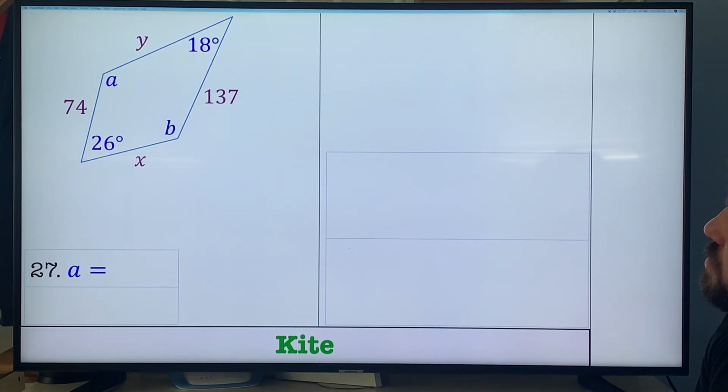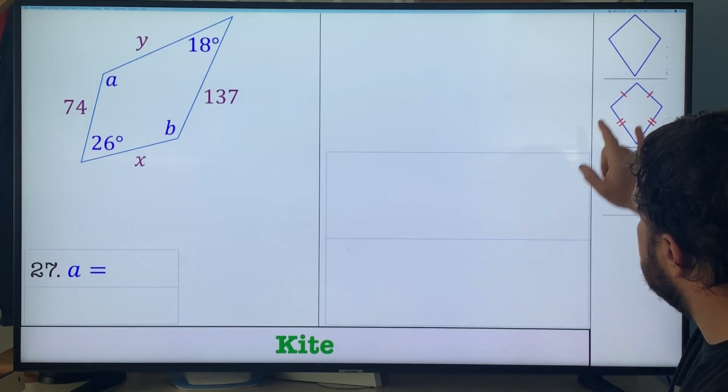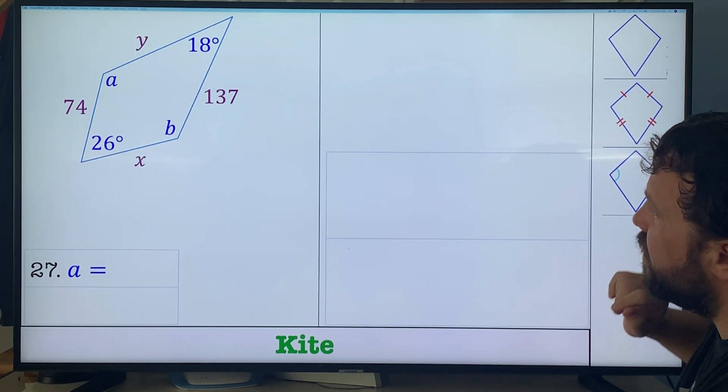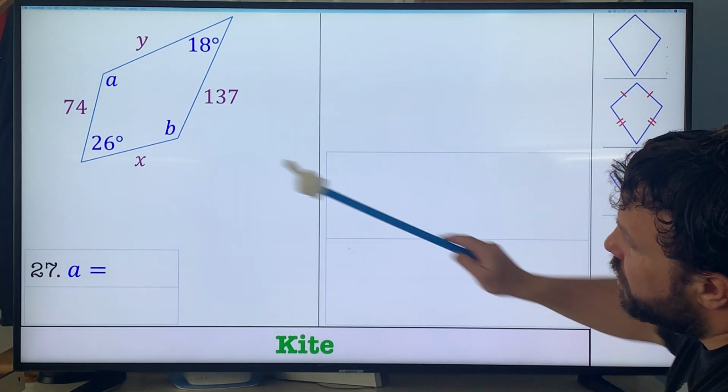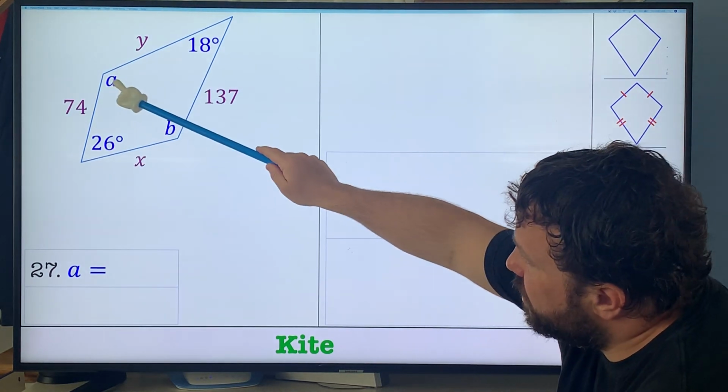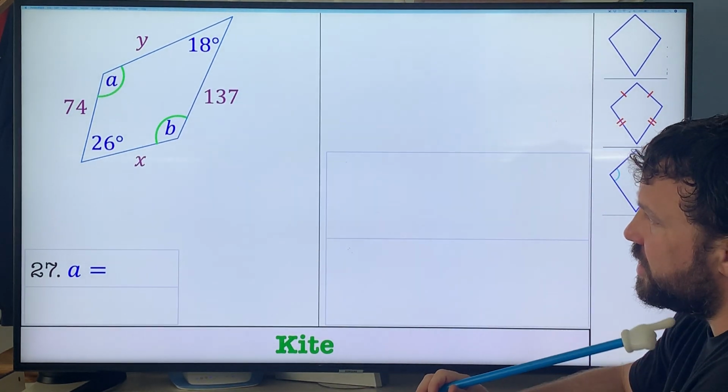Kite. What do we know about a kite? Main thing we know about a kite is adjacent sides are congruent. One pair of opposite angles are congruent. Well, obviously, it's not these two, so A and B have to be congruent because that is a kite.